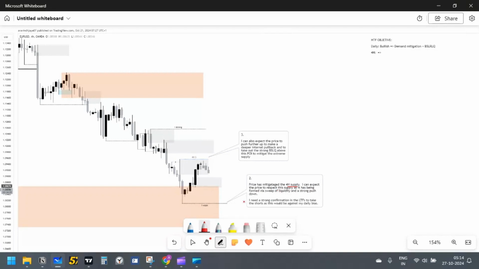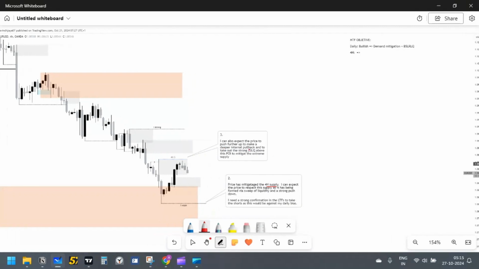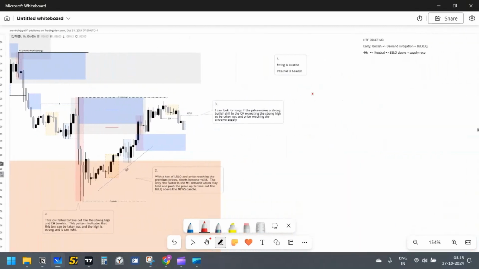I need a strong confirmation in the lower time frame to take shorts as this would be against my daily bias. You can also expect the price to push further up to make a deeper internal pullback and to take out the strong buy side liquidity above this POI to mitigate the extreme supply. So 4-hour is kind of neutral, because there is buy side liquidity above and the supply chain is getting respected.